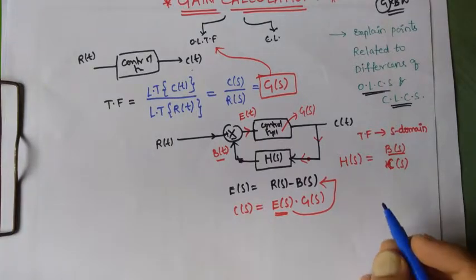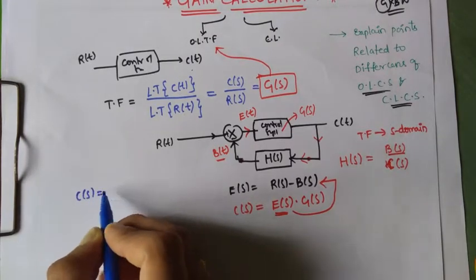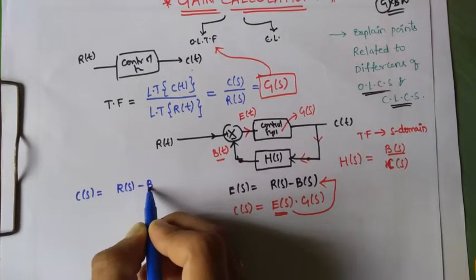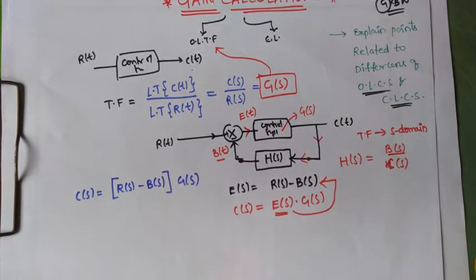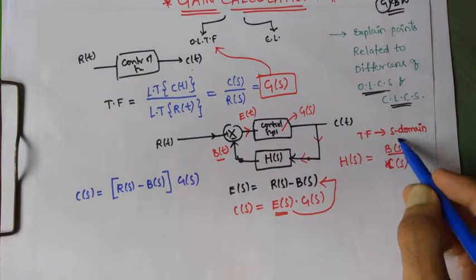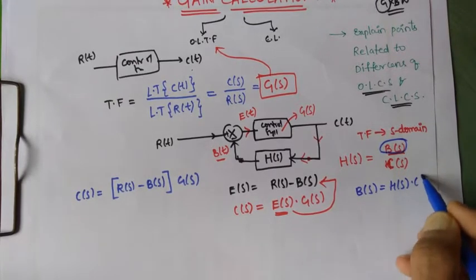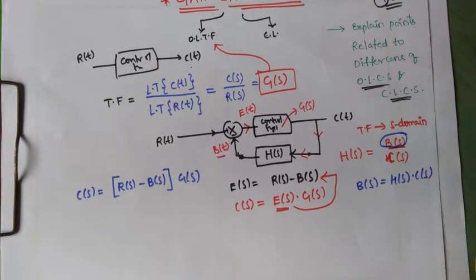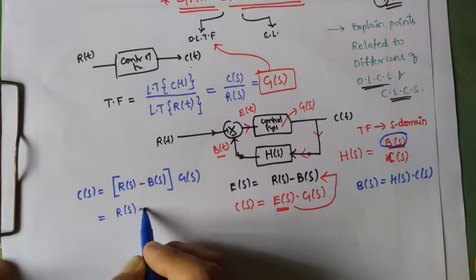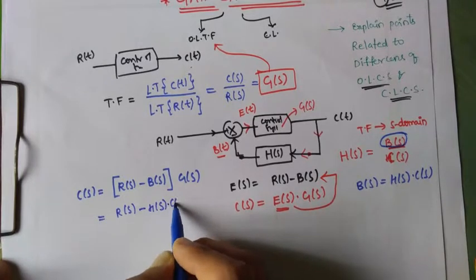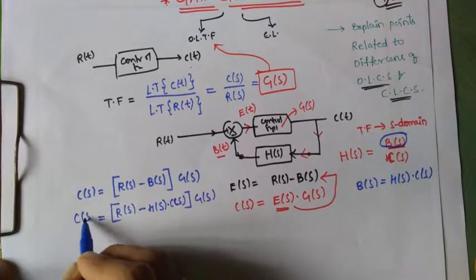Now instead of E(s), you can substitute R(s) − B(s). So I'm going to write C(s) = [R(s) − B(s)] G(s). Now from this you can write B(s) as H(s) into C(s). So simply I'm manipulating one equation with another, nothing complicated in this. So now I can write R(s) − B(s) as H(s) C(s), whole multiplied with G(s). So that's it, we came to an end.